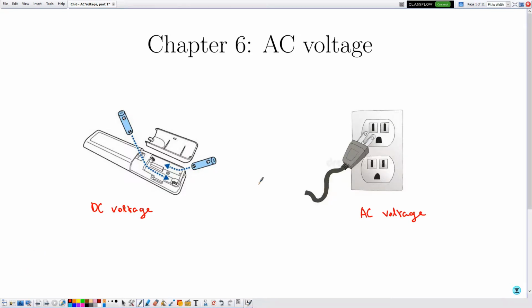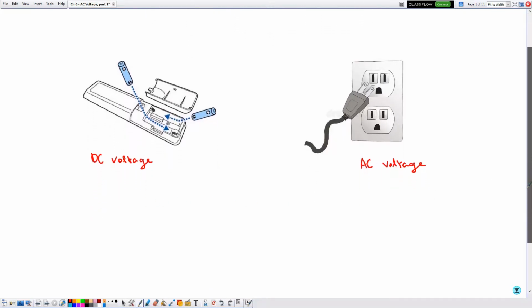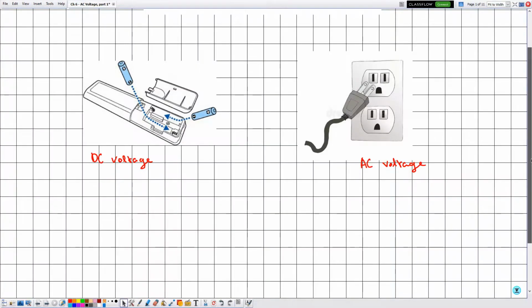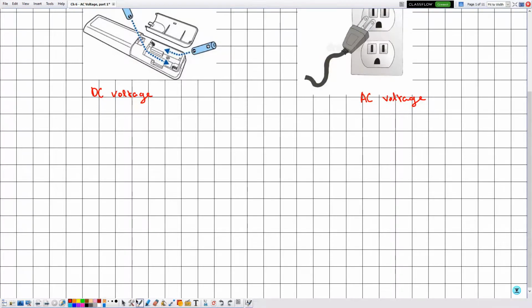Now in this chapter we are going to discuss everything that we have discussed in the case of DC voltage, but for the AC voltage. For this reason, let me start with section number 1, which is the AC voltage.